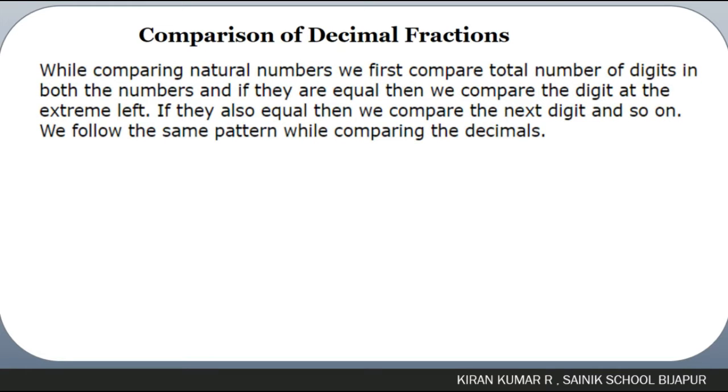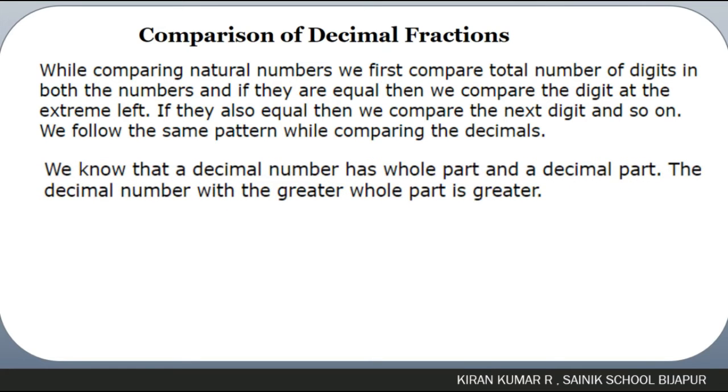We know that a decimal number has a whole part and a decimal part. The decimal number with a greater whole part will always be greater. For example, when we consider 5.4 and 3.98, I need not look at the decimal part. If I see the whole part, here the whole part is 5, here the whole part is 3. 5 is obviously greater than 3, that's why 5.4 is greater than 3.98.